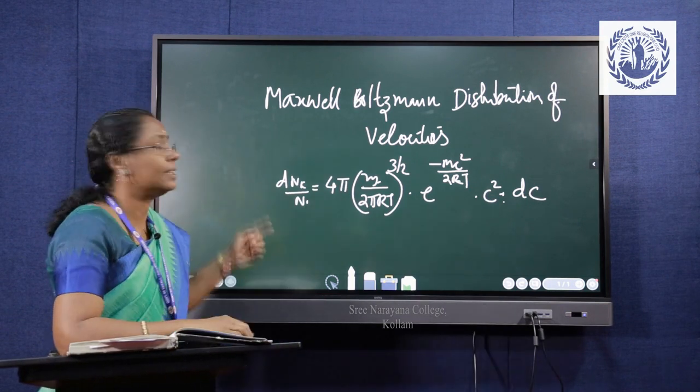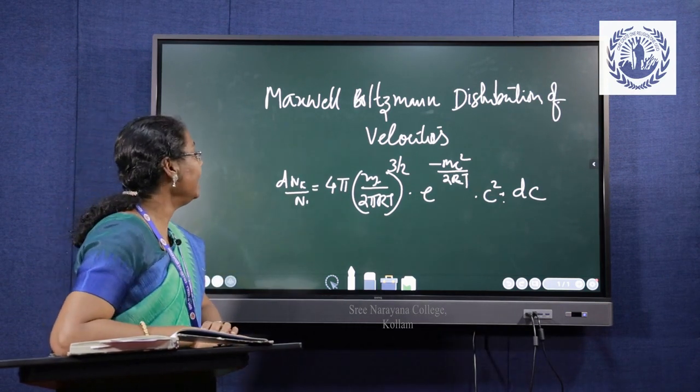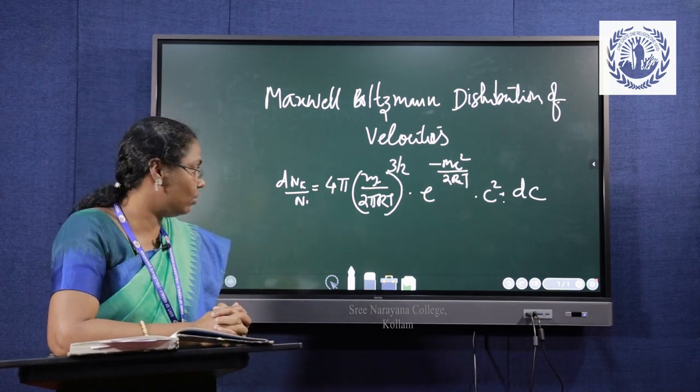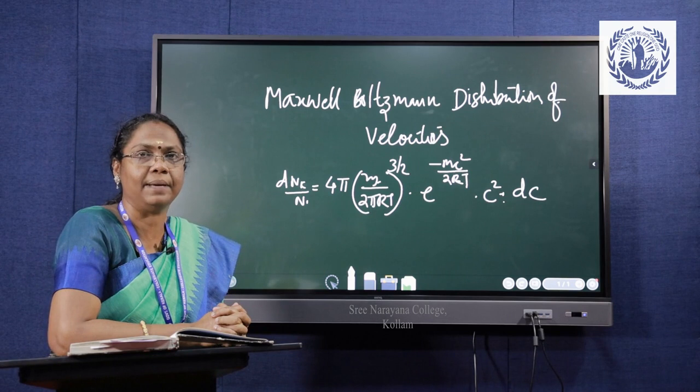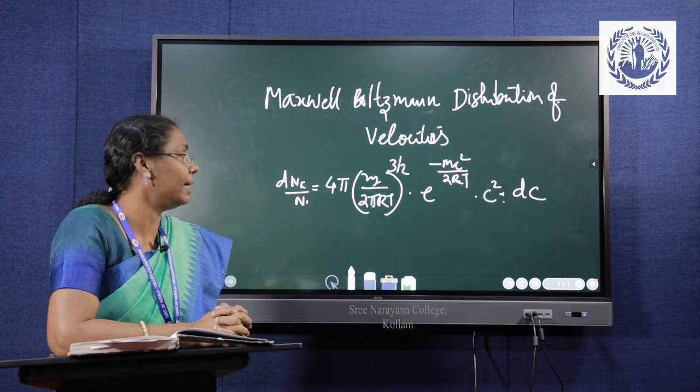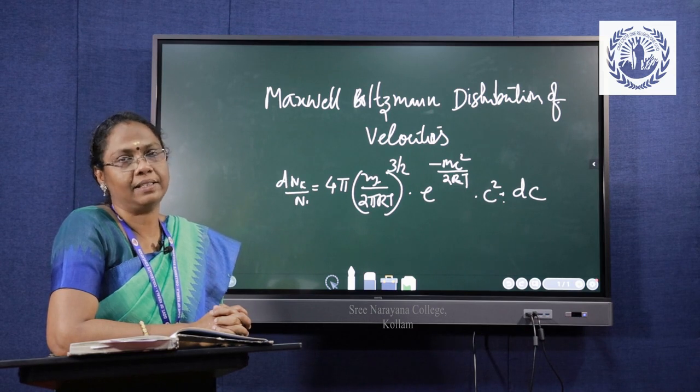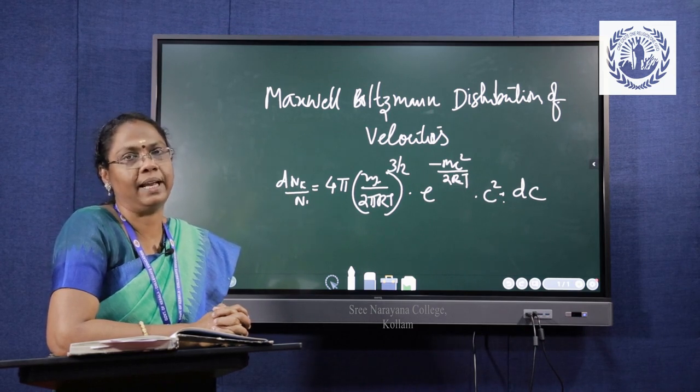Here, I can define the terms. dnc is the number of molecules possessing velocities between c and c plus dc. And n is the total number of molecules, m is the molecular mass of the gas, and T is the temperature in absolute scale.